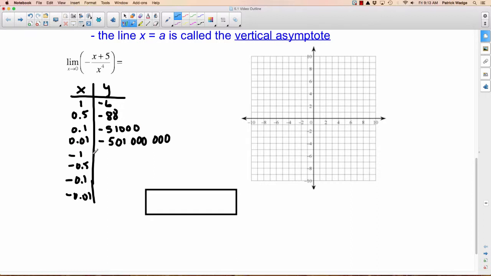If we go with negative 1, well, we can do this one again. Negative 1 plus 5 is positive 4. Negative 1 to the fourth power is positive 1, so 4 over 1 is 4, and then slap a negative on, you get negative 4. If you put negative 0.5 in there, you get negative 72. If you put negative 0.1, you get negative 49,000. And if you put negative 0.01, you get negative 499 million.